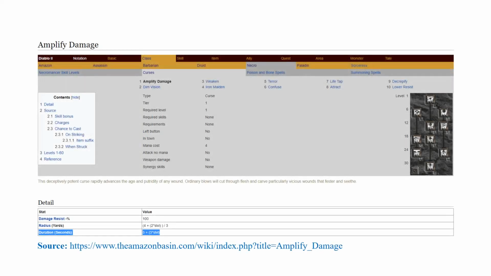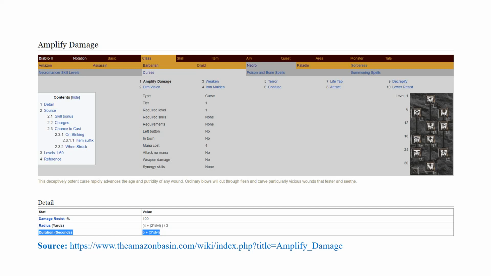Okay, so if and when Amplify Damage triggers on some nth hit, it does not apply its reduction to the physical resistance of the target on that hit. Having established that, we're also going to use this information from the Amazon Basin, that Amplify Damage happens to have a very good duration. Its base duration at level 1 being 8 seconds. Not bad.